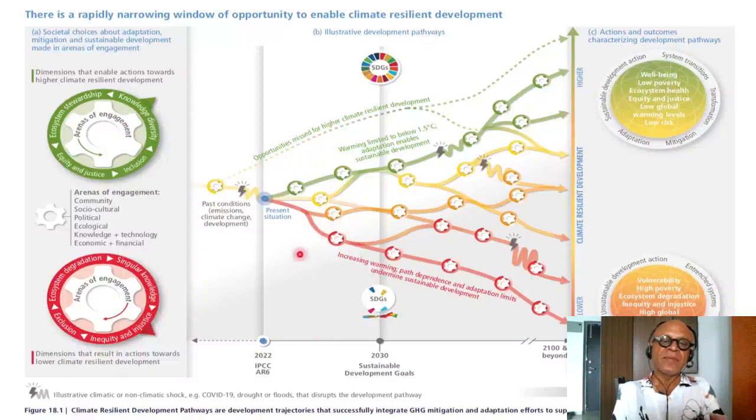So there are pathways that are shown in the middle. Here is where we are. IPCC AR6 was released in 2021 and 2022, delayed a bit by COVID. Where we want to be by 2030 in terms of sustainable development goals, and where we may end up by 2100 and beyond. So coming into 2022 with past conditions on emissions, climate change and development, we have opportunities missed for higher climate resilient development, which we may still recover with actions and outcomes characterized by development pathways. Here, bringing us to this benign world in terms of climate resilient development, being lower here where we read before by 2100 and beyond, and higher here which will give us well-being, low poverty, ecosystem health, equity and justice, low global warming levels and low risk with adaptation, mitigation, transformation, systems transition and sustainable development goals all being met.